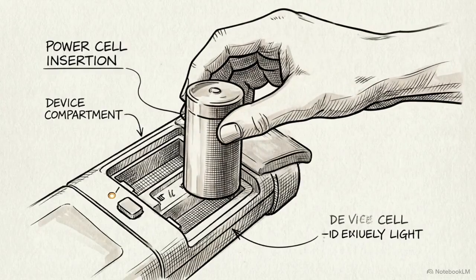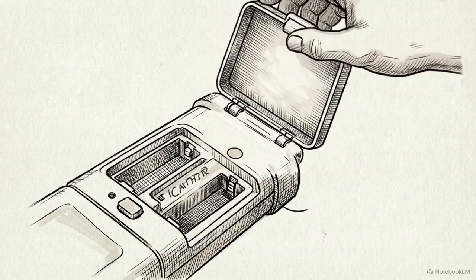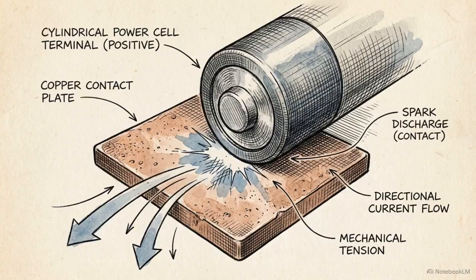In the case of this RC remote, the fix was mechanical. Flipping one battery restored the closed circuit. Every time you replace a cell, you are re-establishing the physical path that allows electrons to move.